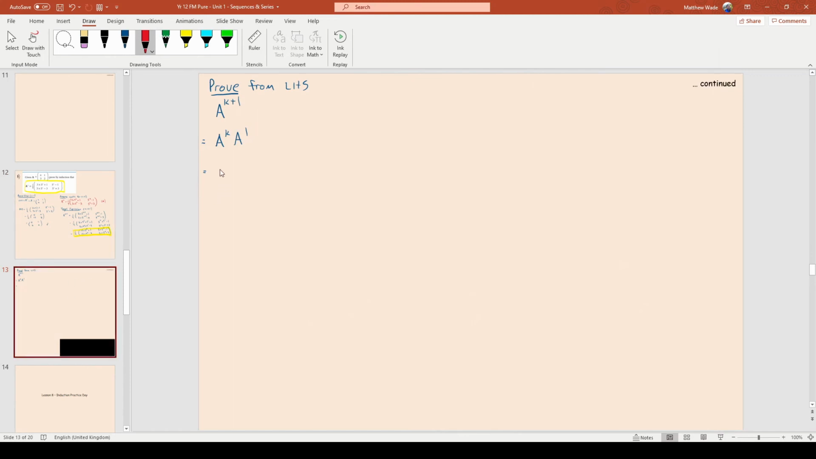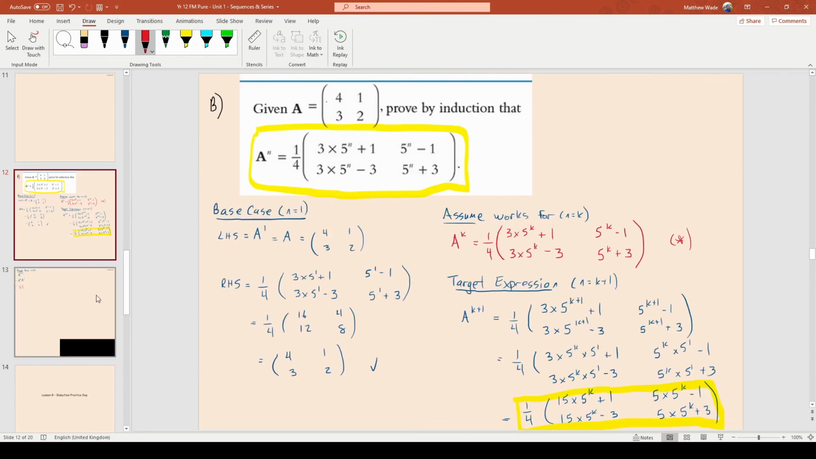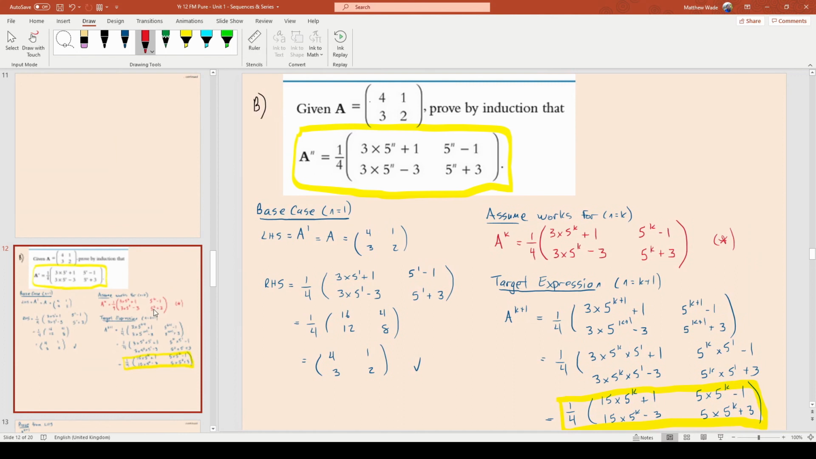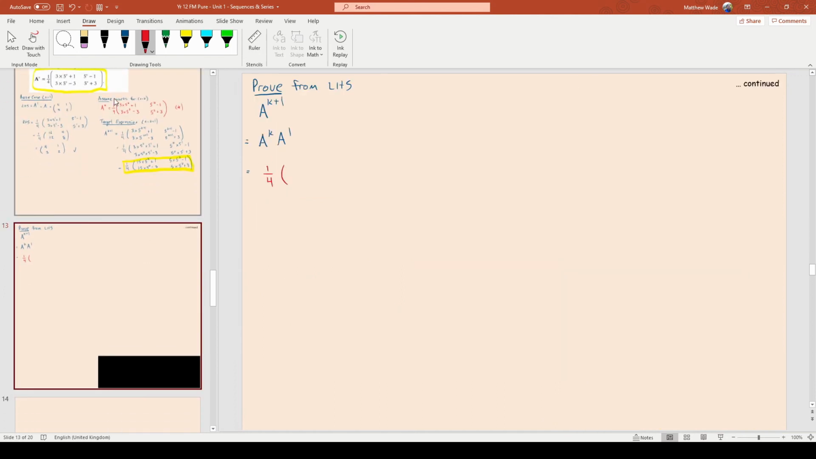This is going to be lots of flicking back and forth. What was it? It was a quarter, and then it was the matrix of 3 to the k, or how can I make this bigger so I can see both at once? Oh, look at me cheating. So it's a quarter. I can see it on this slide now. 3 times 5 to the k plus 1, 3 times 5 to the k minus 3, 5 to the k minus 1, and 5 to the k plus 3. So that is from the assumption.